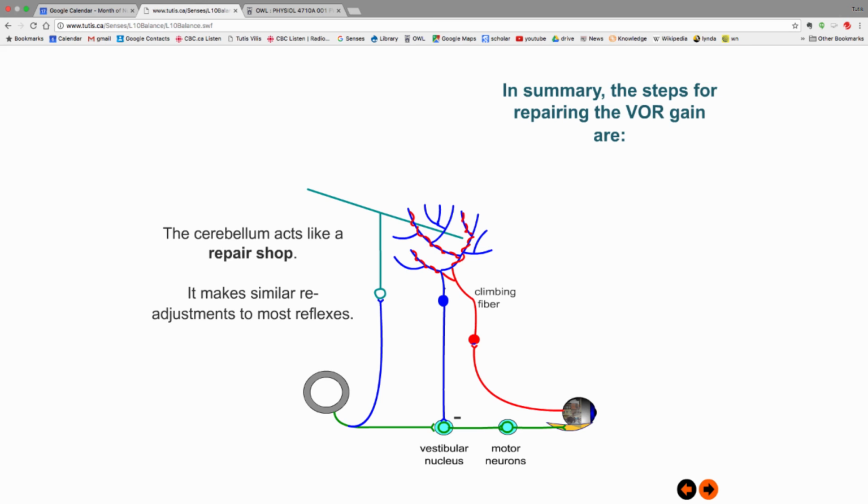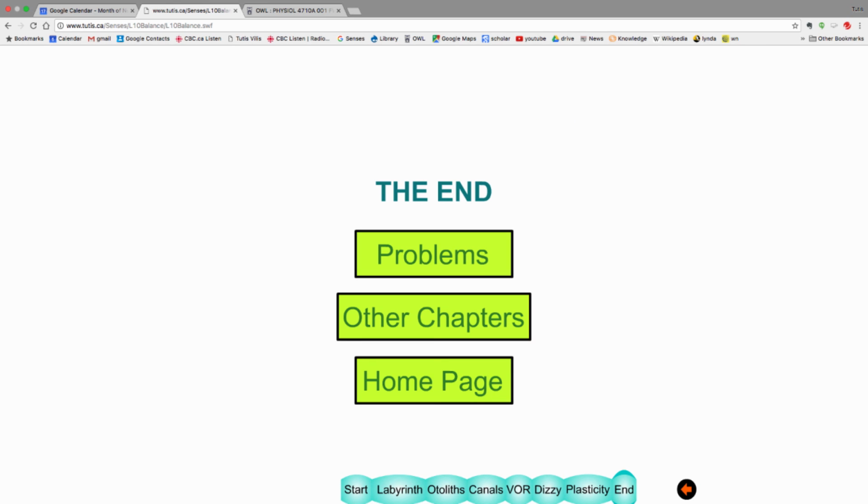But it also acts as a repair shop for almost every reflex that you have. Your reflex of your leg muscles that keep you standing, or maintain your balance while you're skiing, or riding a bicycle, or more complex reflexes like throwing a ball. And that's it.